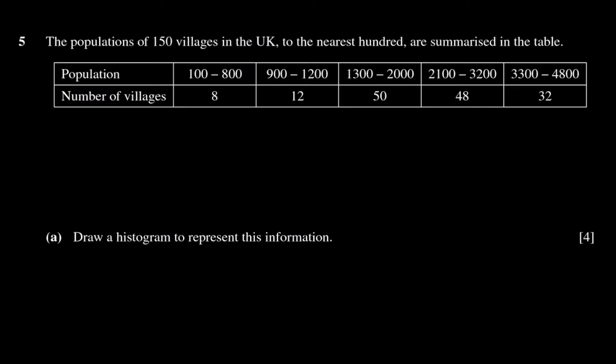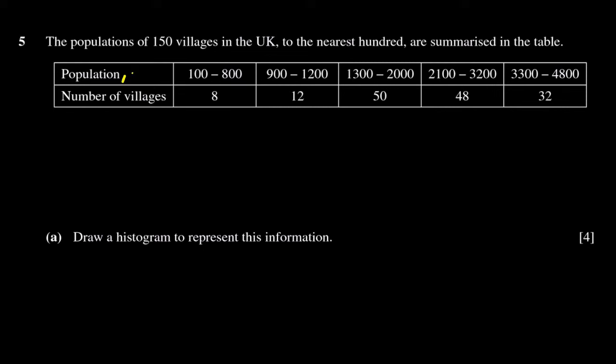All right, so here we are in question 5. The populations of 150 villages in the UK, to the nearest 100, are summarized in the table. We want to draw a histogram to represent this information. Well, the first thing is it's to the nearest 100, so really we should change these values to reflect that.